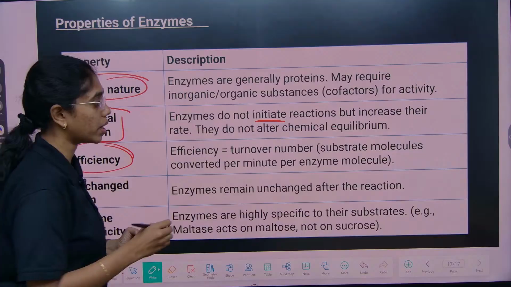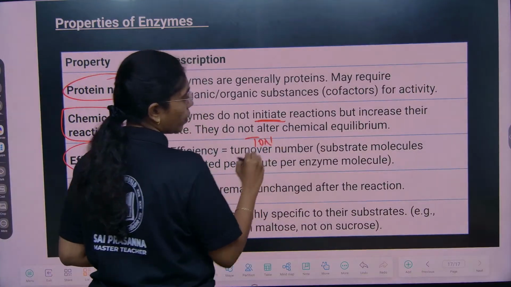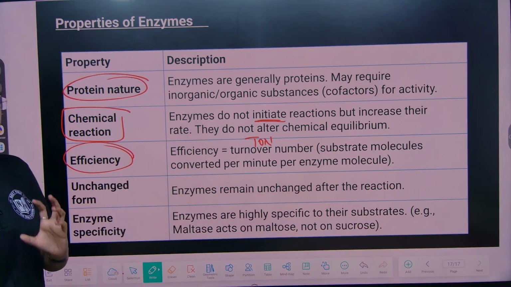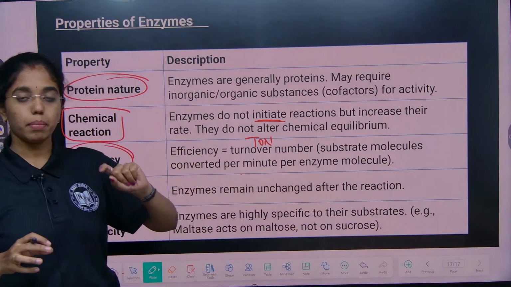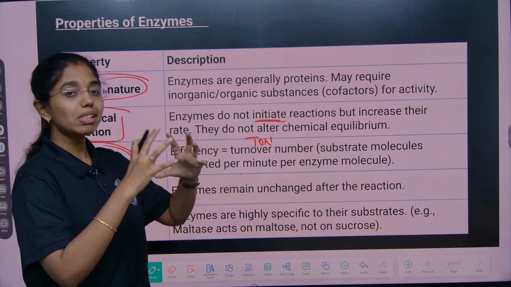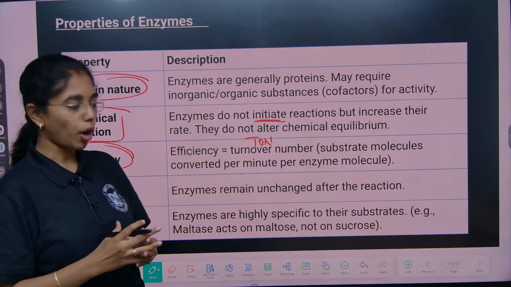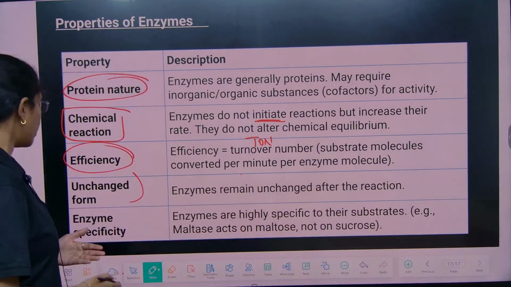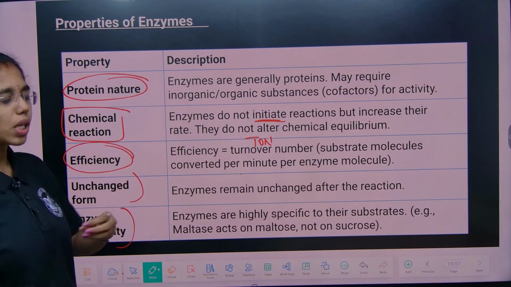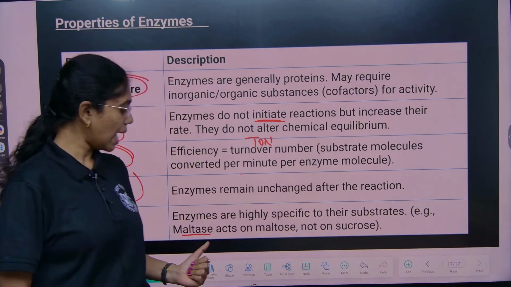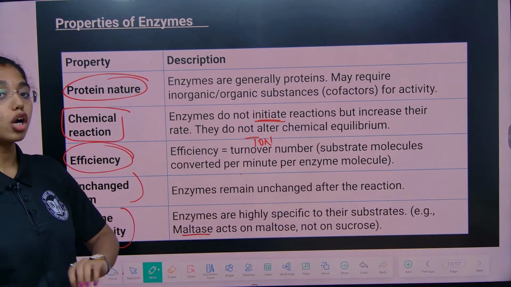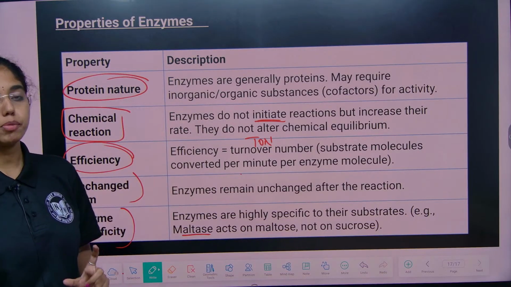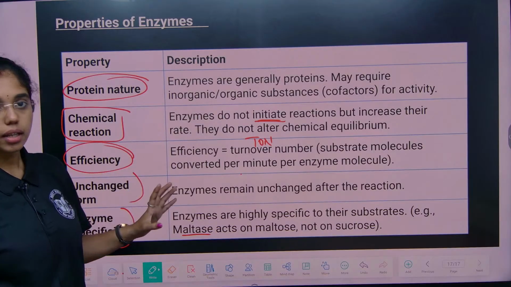What is turnover number? TON, turnover number. It is the number of substrate molecules converted to products per minute per enzyme, per single enzyme in a single minute. How much substrate is converted to products? Next, unchanged form. Enzymes remain unchanged even after the reaction. Enzyme specificity. Enzymes are highly specific to the substrates. For example, maltase will act on maltose, not sucrose. Sucrase acts on sucrose but not on maltose. So substrate specific enzymes are there in the biocatalysts.